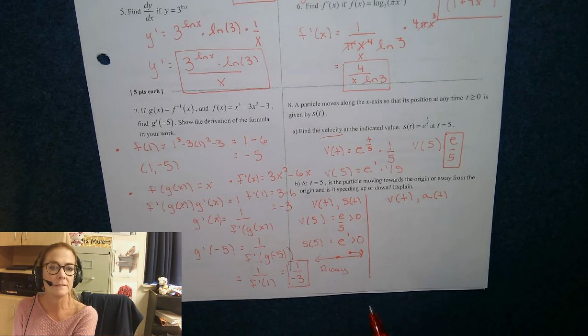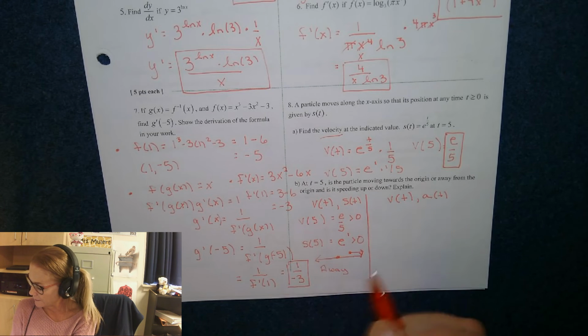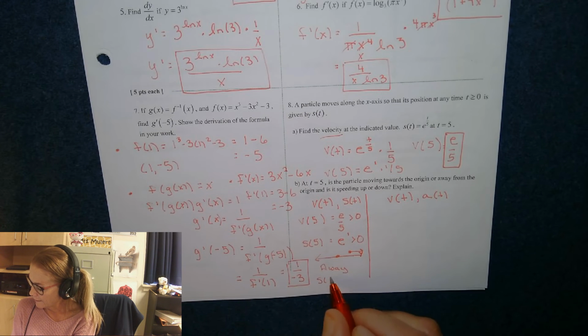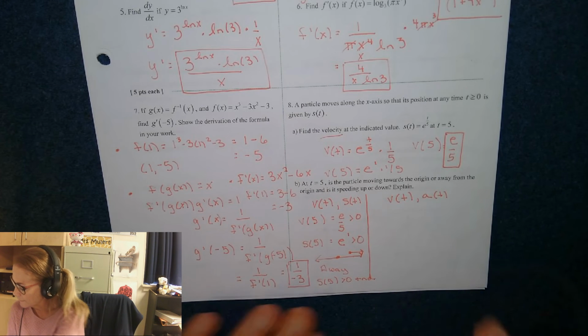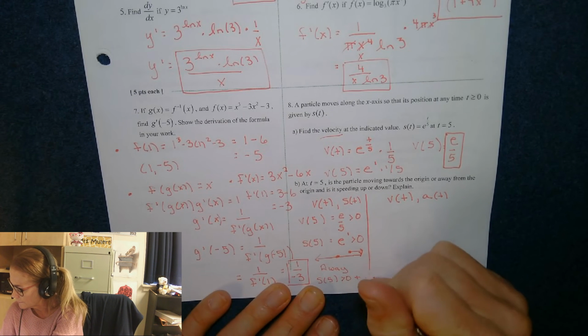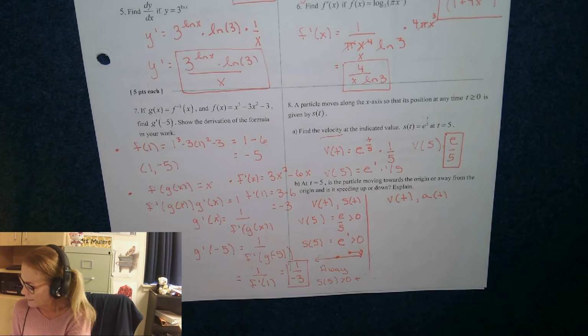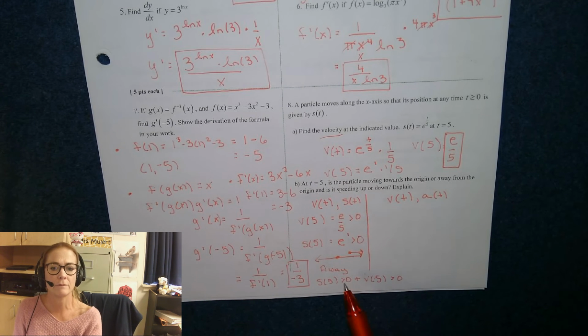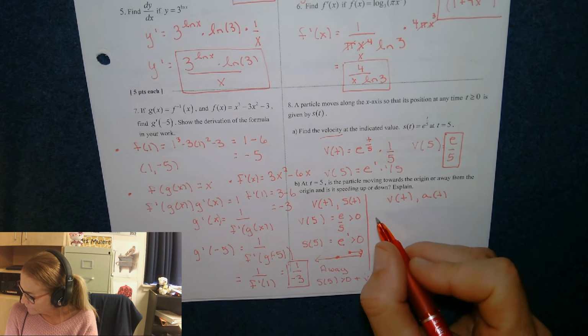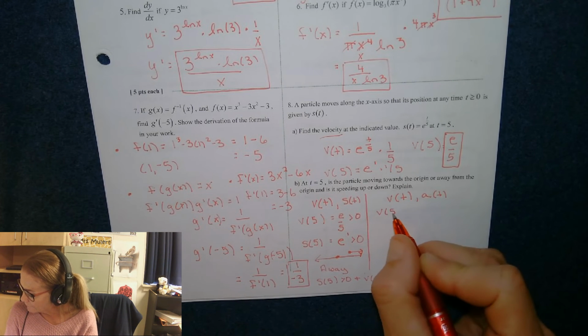Okay, and I would just say, you can just explain it that s of 5 is greater than 0, and I put a plus sign and then "and" v of 5 is greater than 0. So it's moving in a positive direction from a positive position. That's away from the origin. Okay, and so here we've got v of 5 is greater than 0.